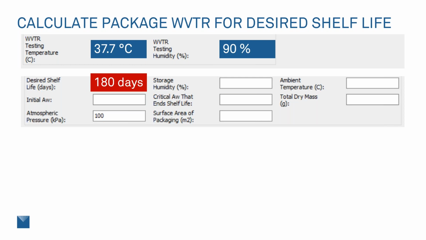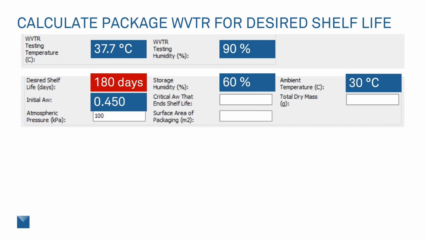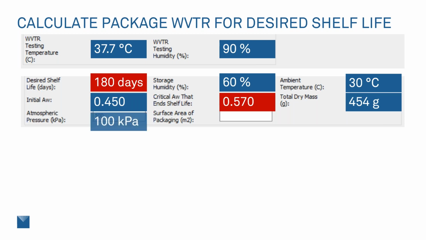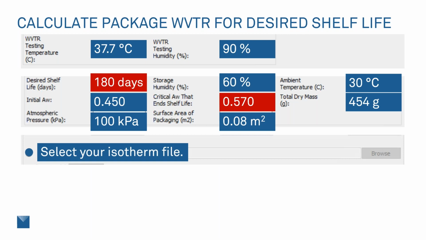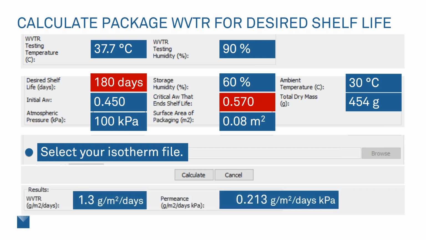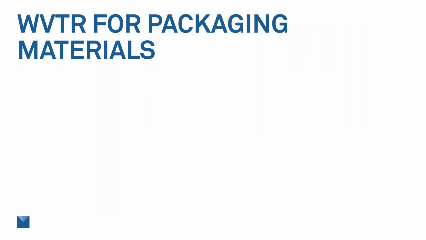And then once again, enter the same storage conditions. So same humidity and temperature, same initial water activity and critical water activity, same total dry mass, so 1 pound, same atmospheric pressure, and same surface area. So everything is the same here, just we're changing our desired shelf life. Once again, you just use your previously saved isotherm file, navigate to the calculate button, and this is going to tell you the water vapor transmission rate that you need for that shelf life. So here our result is 1.3 grams per meter squared per day. So you could take this information to your packager and tell them that you need something with this WVTR to achieve your desired shelf life.